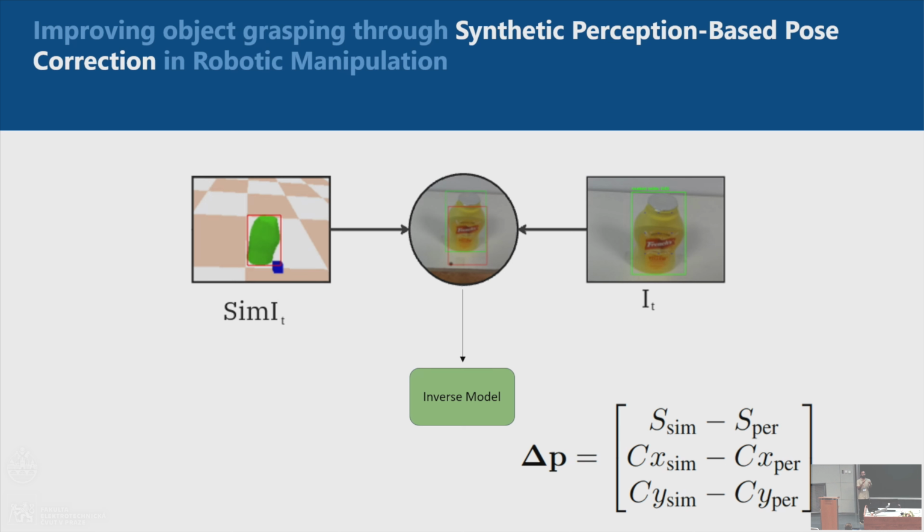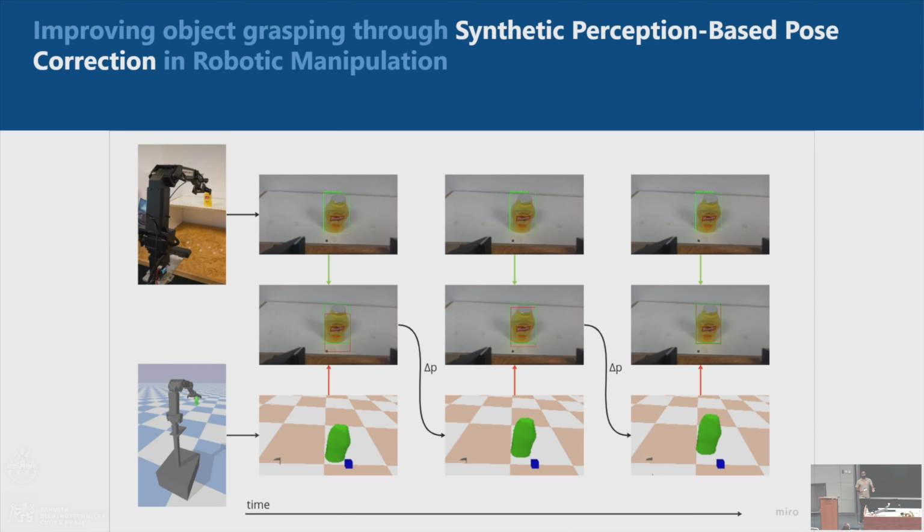So that's the synthetic perception based pose correction. So we are trying to correct the object pose by using this synthetic perception. So that looks like this.